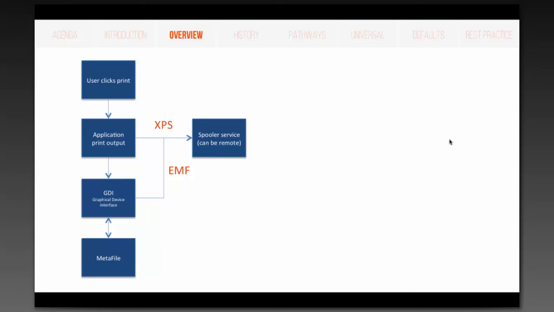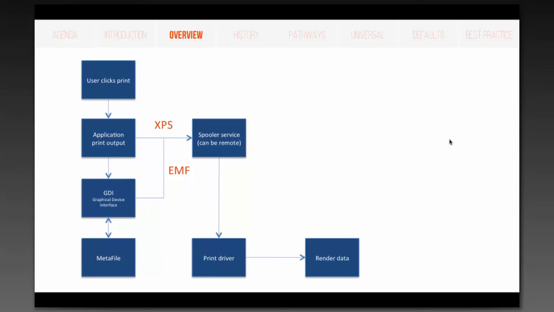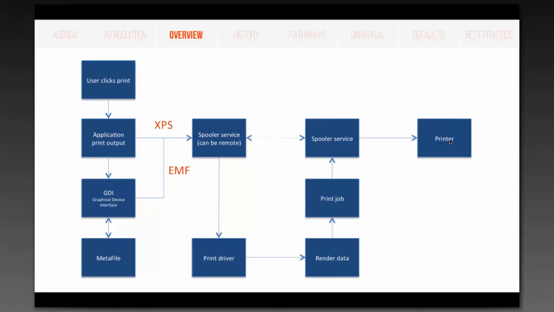Just for now, know that with EMF, it will be rendered by the GDI in most cases, sent over to the spooler service, and with XPS, the print output will be sent from the application right over to the spooler service. Anyway, from there, the spooler service will hand it over to any locally installed print driver, which will render the data and turn it into an actual print job, which will be sent back to the spooler service over to a physical printing device. This is, of course, sort of basic printing on a local machine, no terminal services involved or whatsoever. But we'll get to that in just a few minutes.